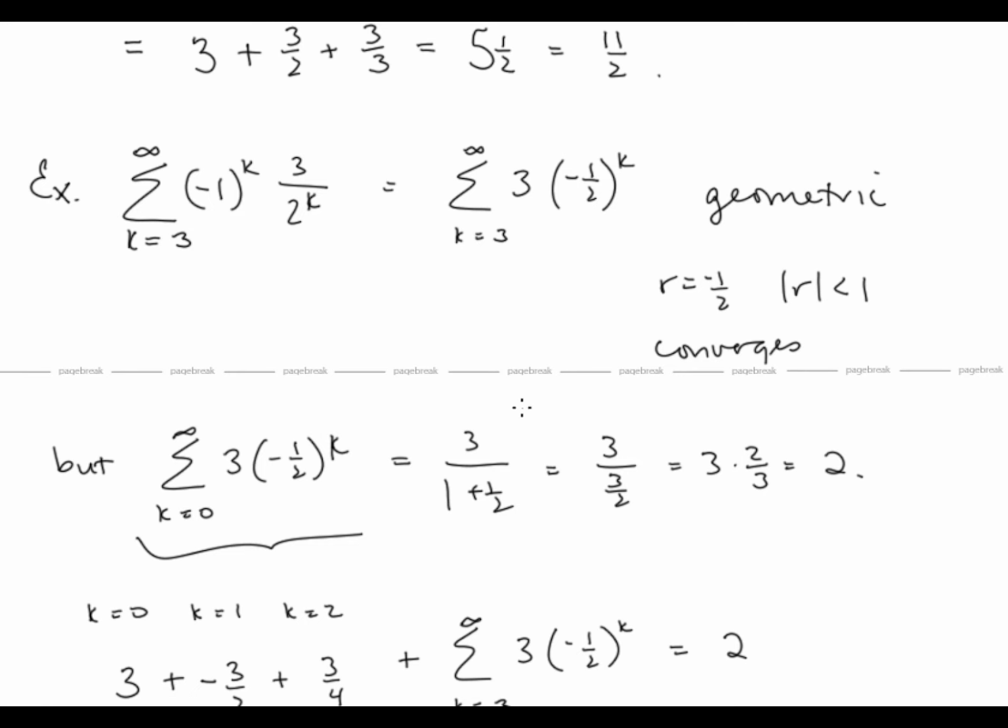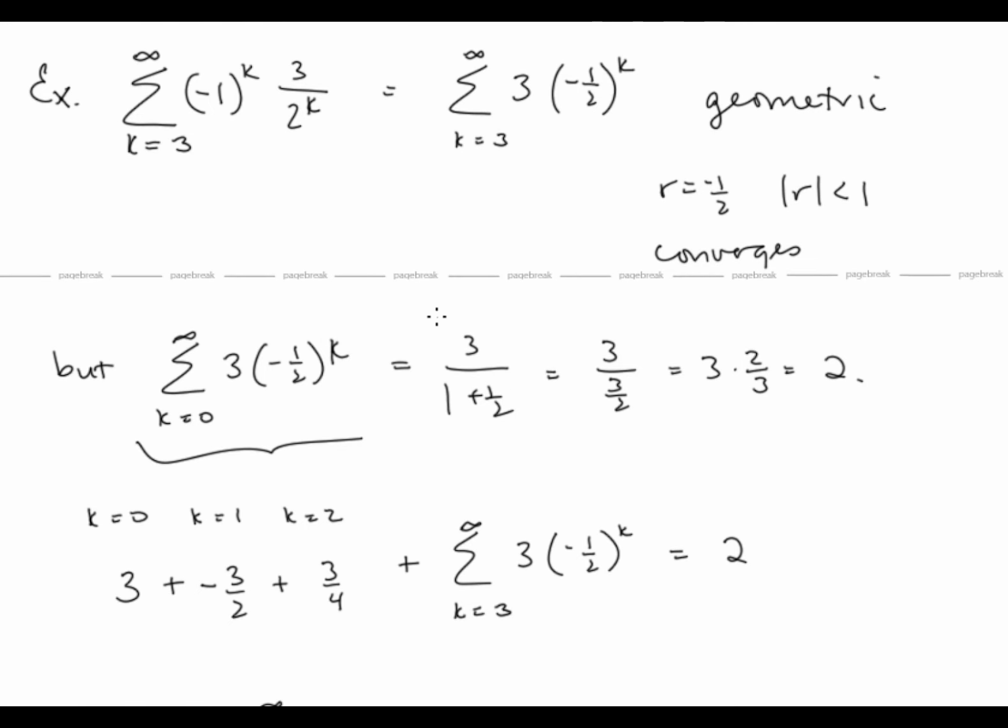But we have to be careful here. We know that when k starts at 0, this series converges to a over 1 minus r, which is equal to 2. But we're given the series starting at 3. So let's think about this a little bit. We want to know if this is convergent, and if so, to what? Well, we know that if it's convergent starting at 0, then certainly chopping off the first few terms will still give us a convergent series. But we do want to know the sum, so let's examine this a little bit more closely.